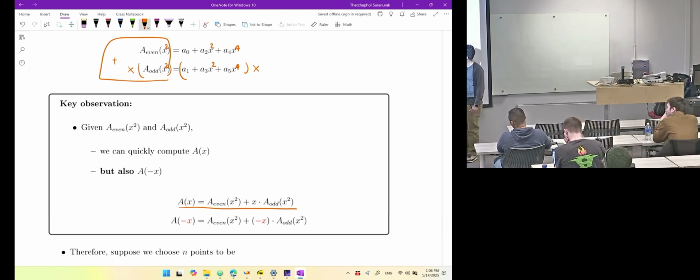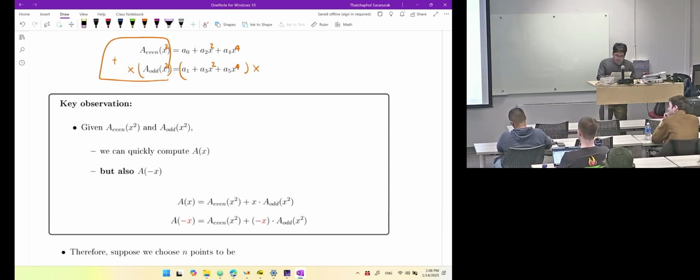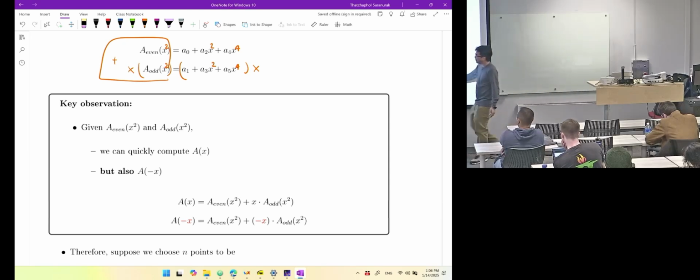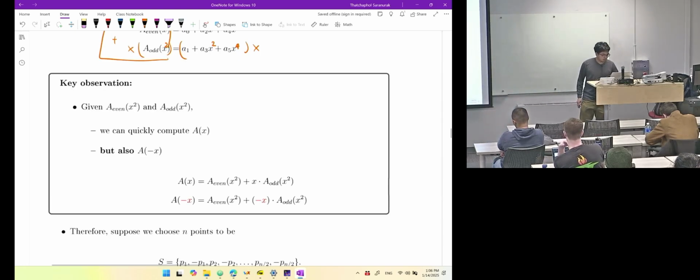Okay. So this looks like a nice thing because I can kind of get two evaluation points by reusing my information from here to get information for here, right?